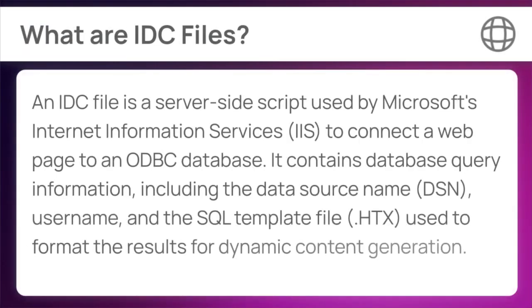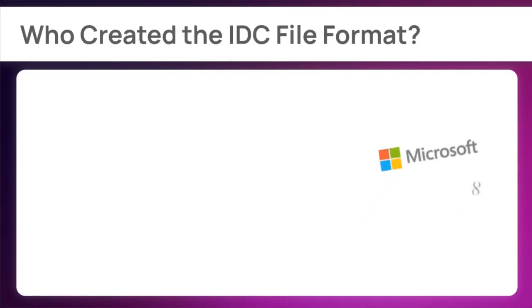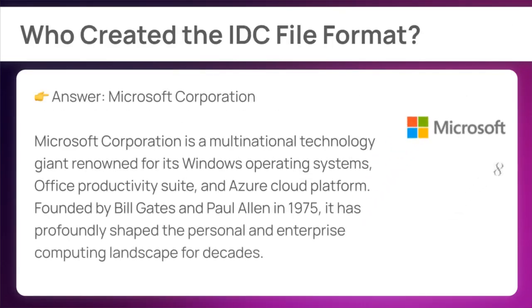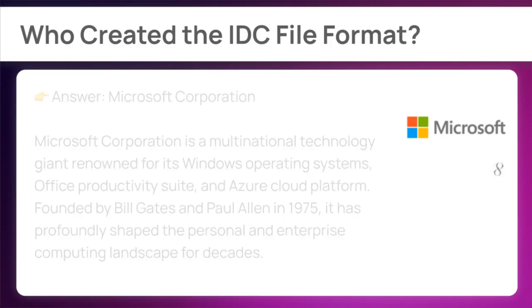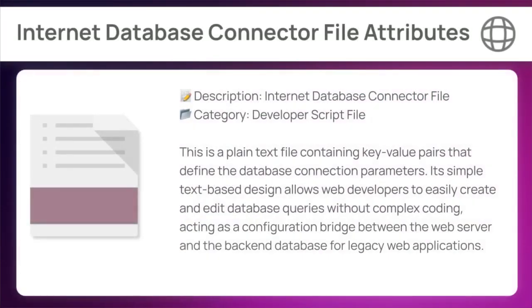An IDC file is a server-side script used by Microsoft's Internet Information Services, IIS, to connect a web page to an ODBC database. It contains database query information, including the data source name, DSN, username, and the SQL template file, .htx, used to format the results for dynamic content generation. This is a plain text file containing key value pairs that define the database connection parameters.